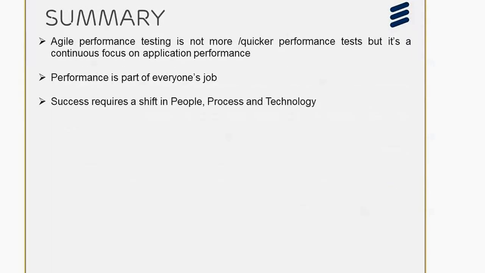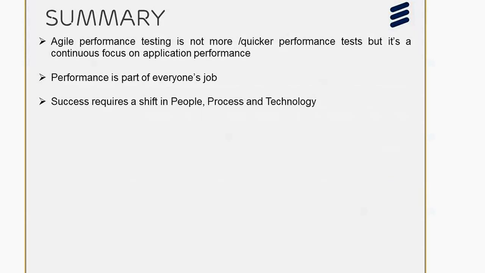Finally, as a summary, we want to understand that by Agile performance testing, we are not doing more performance testing or quicker performance testing, but it's a continuous focus that we are trying to keep on the application from a performance perspective. Whether it's at a unit level, component level, or an end-to-end application level, we want to keep a focus on the whole application itself. So a continuous focus is what we are trying to keep here.